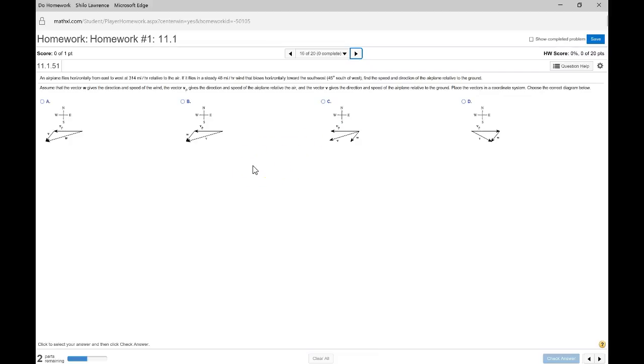So we want to know which one of these. Assume that vector W gives the direction and speed of the wind. The vector V sub P gives the direction and speed of the airplane relative to the air. And the vector V gives the direction and speed of the airplane relative to the ground. Place the vectors in a coordinate system and choose the correct diagram below.